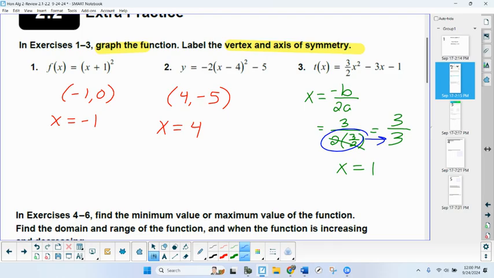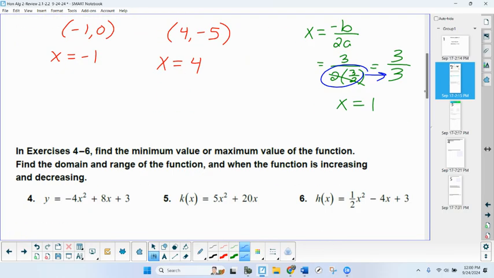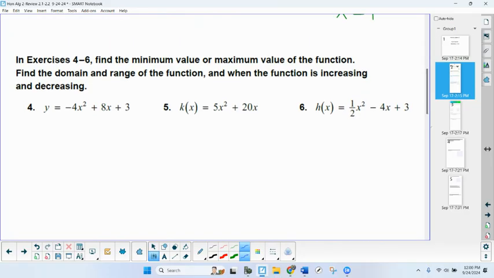Questions on the first 3? Next one's maximum or the minimum. When I ask you for the maximum or the minimum, what am I asking you for? The y-coordinate of the vertex. Very good. So again, opposite of b over 2a. Take that value, plug it back in. That gives you the y-coordinate of the vertex.